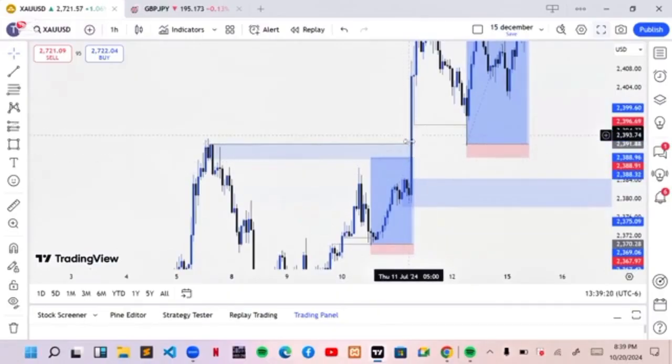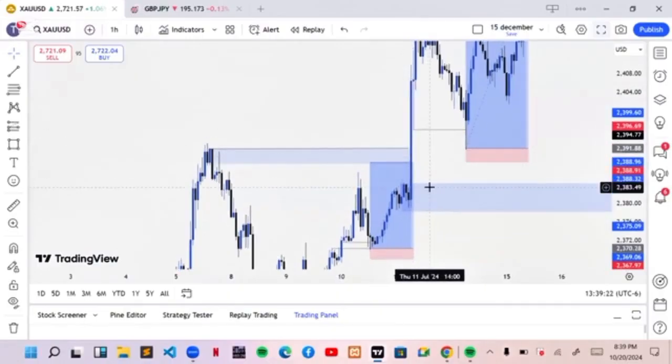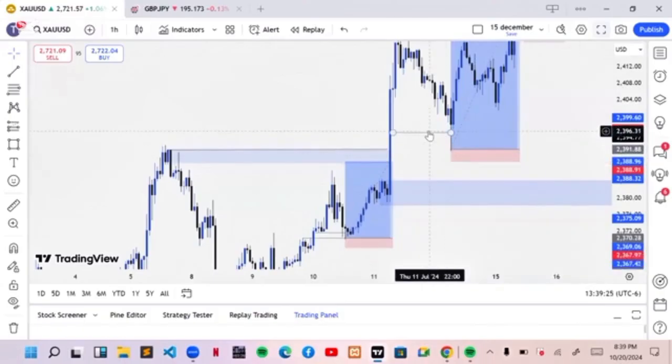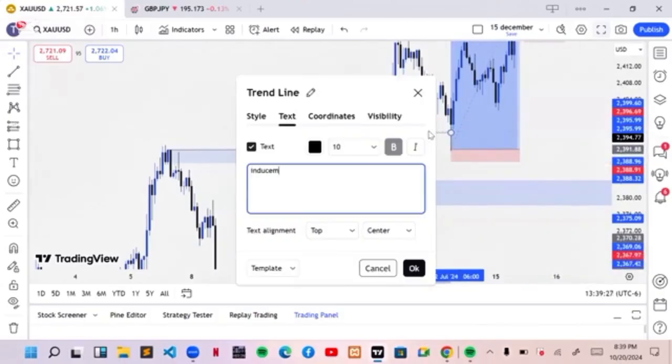This is a break of structure. After the break of structure, the first pullback that the market makes is right here. This is our inducement.